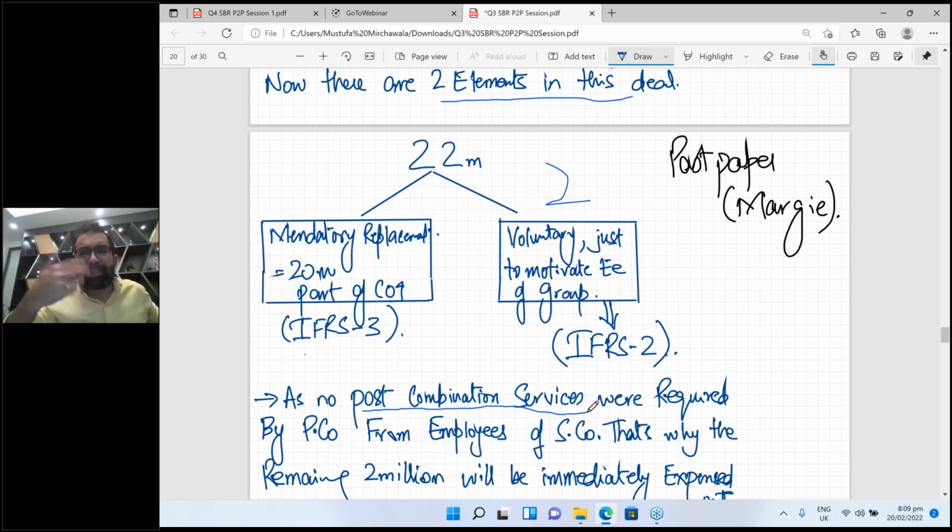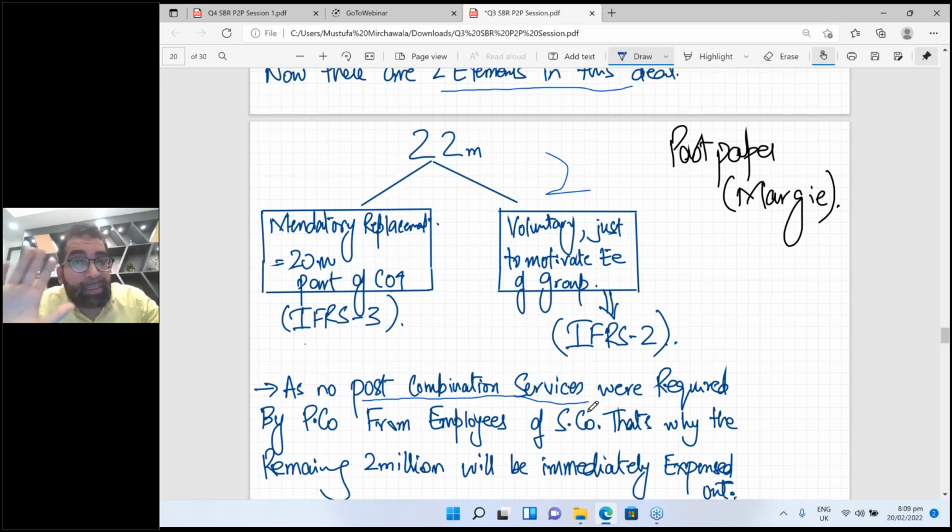But wait, as a student you may ask, sir, what if the parent company asked these employees to work 2 years more, or is there any vesting period? Then definitely you need to spread this expense over the remaining life. Okay, right? So this is the basic story.